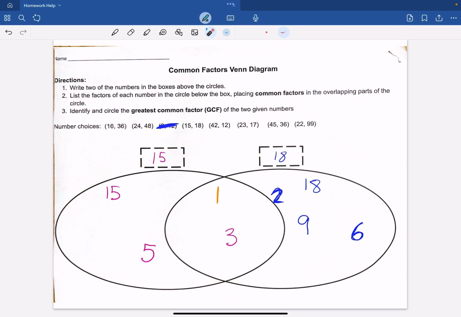I am done. What I see here is that 15 and 18 have 2 common factors. The 2 common factors they have are 1 and 3. So the greatest common factor, the biggest number that they both have as a factor, is going to be 3. 3 is the greatest common factor. So we can write GCF equals 3. Okay?